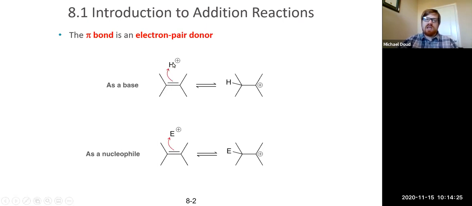It does a nucleophilic attack on a proton or another electrophile. One of the carbons in the pi bond is going to form a sigma bond to either the proton or to the electrophile, whatever that happens to be. And then the other carbon that's left over is going to form a carbocation. So this is how you're going to write these arrows, basically.